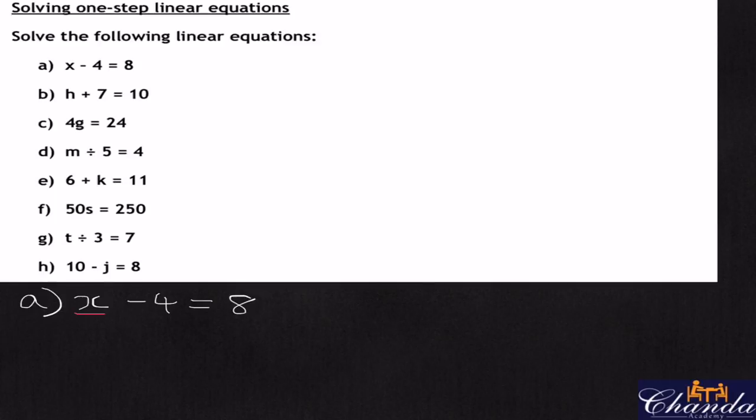So the way to do that would be to get rid of this minus 4 by taking it to the other side. Now, when we take a minus 4 to the other side, when we take a negative to the other side, it becomes a positive. So this becomes x is equal to 8, now, let me use a different color so it stands out, plus 4, which gives us a value of 12.